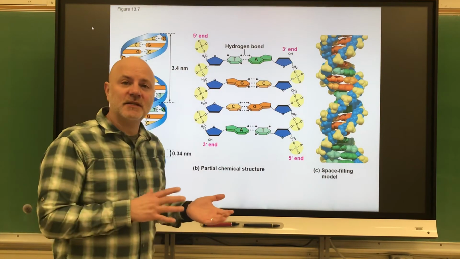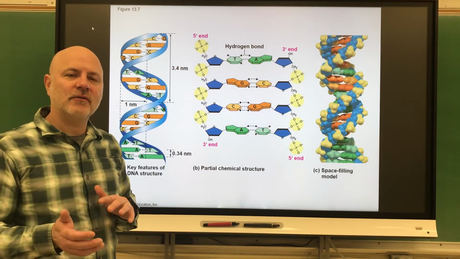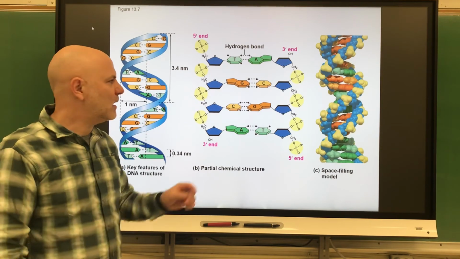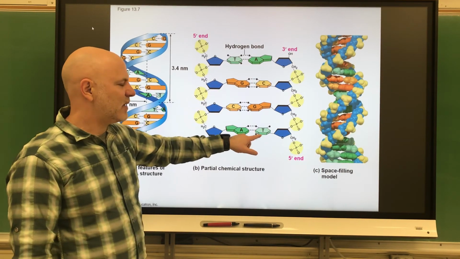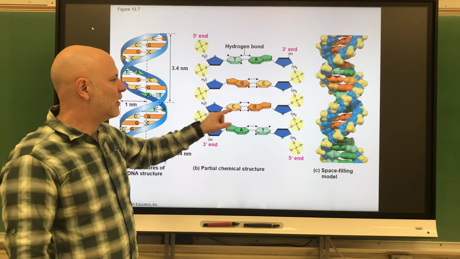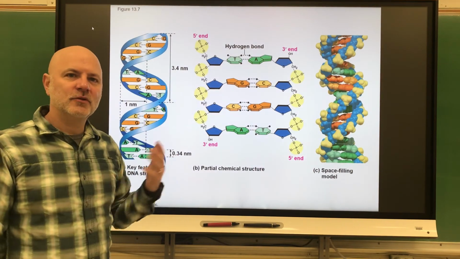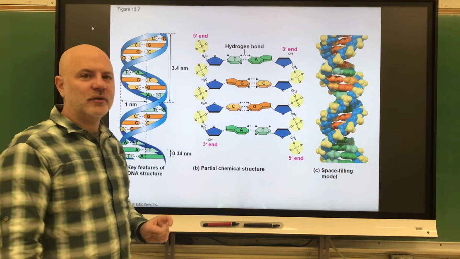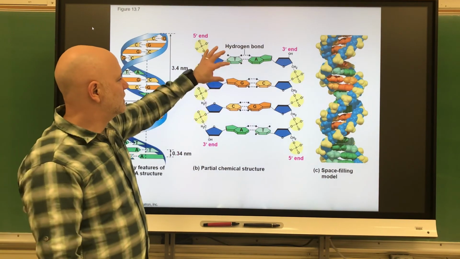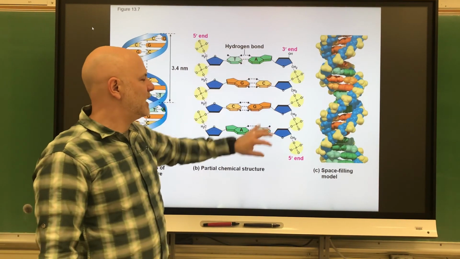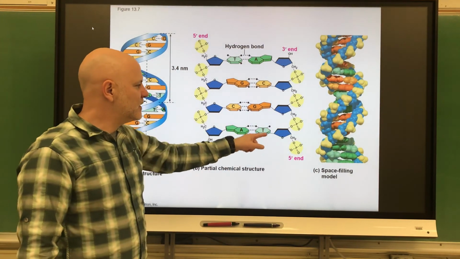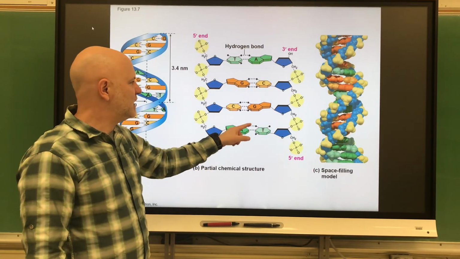This kind of makes sense based upon what we found out from Chargaff, is that his amount of adenine equals his amount of thymine, and his amount of guanine always equals his amount of cytosine. So you can see that in the molecule itself, in how these different strands bind to each other. This is known as complementary base pairing. A with T, G with C.